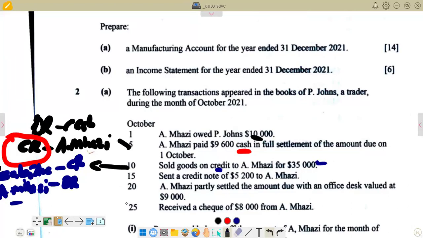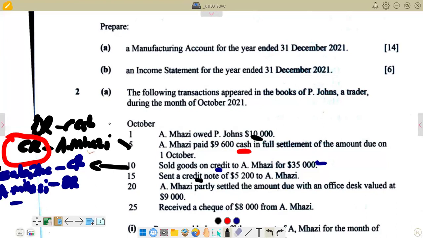That is after 10, we have got 15. We have sent a credit note of $5,200 to AIMAZ. So we have got a source document of a credit note. And remember, a credit note is sent when there are sales returns. So they are also going to reduce the amount that we have on the debit side of the AIMAZ account. So by a credit note, you are supposed to enter it on the credit side to reduce the amount that AIMAZ is owing, since AIMAZ has returned goods. So we have sent a credit note to reduce the amount that AIMAZ is owing.